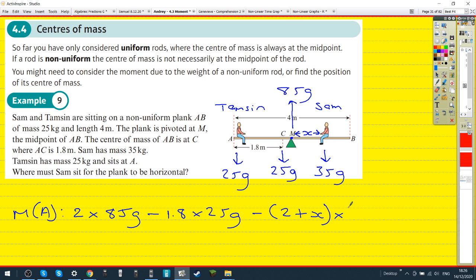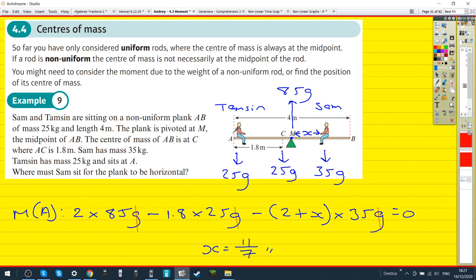25. What force is it that is 2 plus X away from Tamsin? 35. Yeah, 35G. And what do these forces add up to if we wanted to stay in equilibrium? 0. Yeah. So the whole thing is equal to 0. And if you put it in the calculator, this time you should get the same thing. X equals 11 over 7.